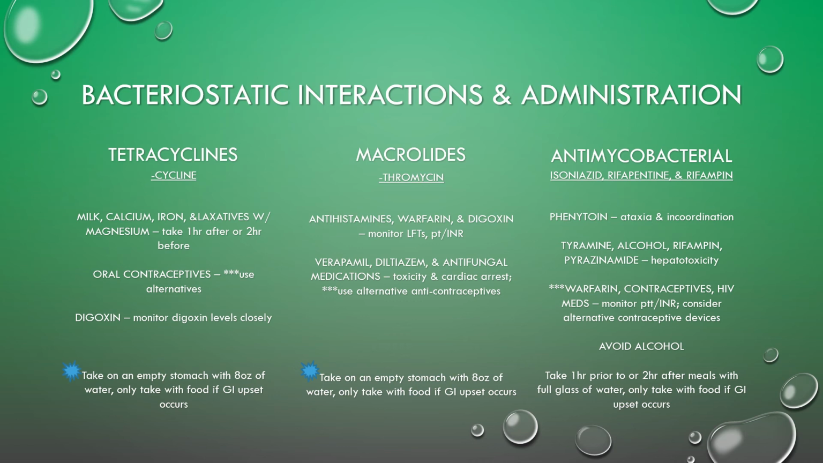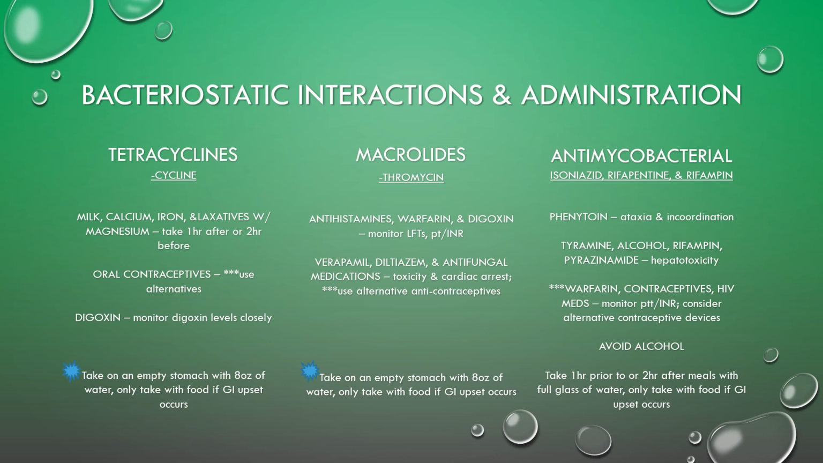Okay, antimicrobial. So rifampin, taken with phenytoin, can cause ataxia and incoordination. This is another seizure medication we'll get into later. So again, just think of the electrical activities in the brain. So ataxia and incoordination, they're not really putting two and two together.